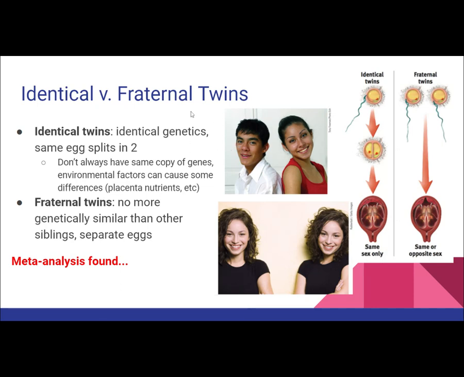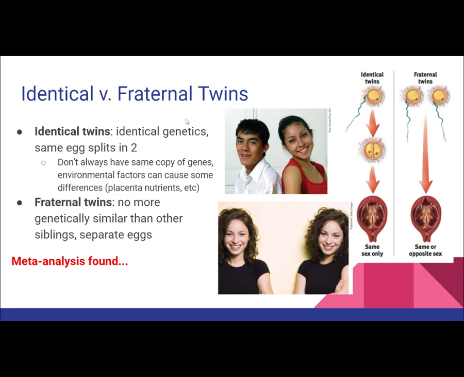So the difference between identical and fraternal twins: identical twins, also known as monozygotic twins, come from just one egg. You've got one egg that then splits. These will always be the same sex. These have identical genetics at birth. The same egg splits in two. Well, I guess I can't say identical genetics at birth.